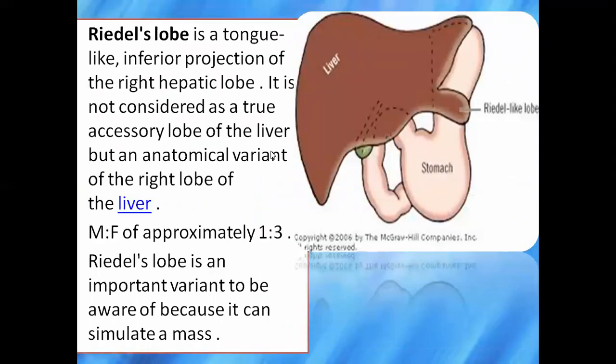Riedel lobe is an important variation. It is a tongue-like extension from the right hepatic lobe. It is not considered a true accessory lobe of the liver, but an anatomical variant of the right lobe of the liver. Male to female ratio is approximately 1 to 3. Riedel lobe is an important variant to be aware of because it can simulate a mass.